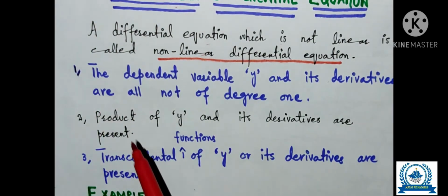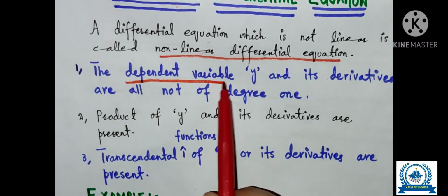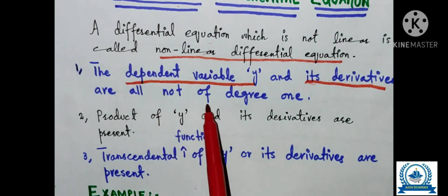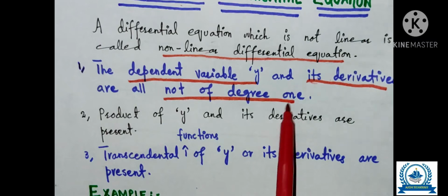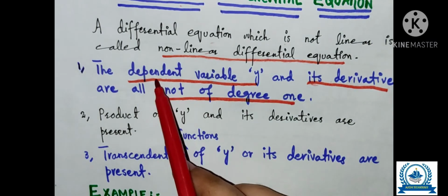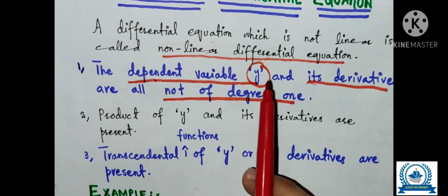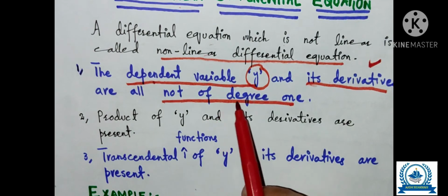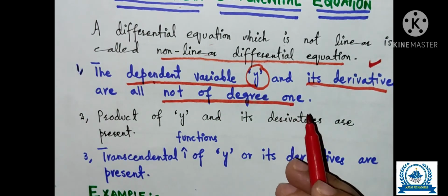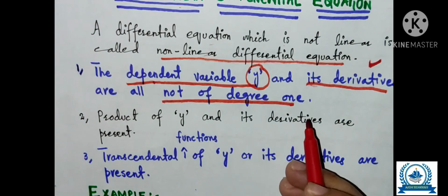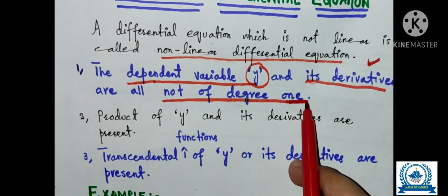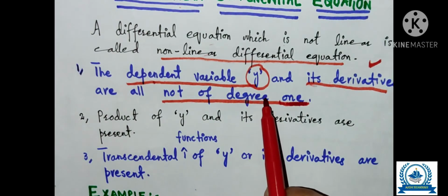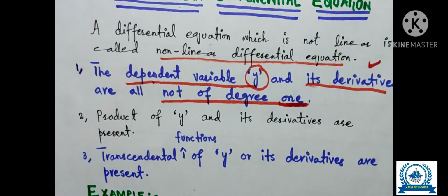The first says the dependent variable y and its derivatives are not of degree 1. It means we have an equation in which the dependent variable y or its derivatives are not of degree 1, meaning it can be of degree 2, 3, 4, but not of 1. It means not linear. So we could say that the equation is non-linear if it satisfies this first condition.